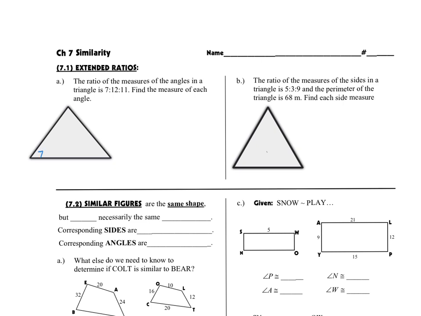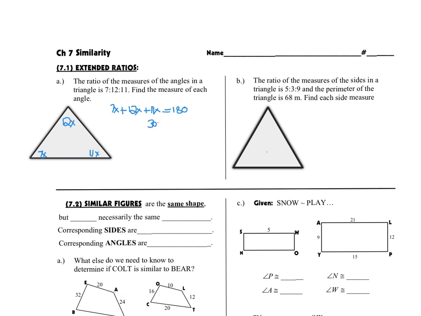I'm going to put those in as 7x, 12x, 11x. And what we know about those is that if we look at the interior sum of the angles of a triangle, that has to equal 180. So we're going to create an equation, 7x plus 12x plus 11x, and that's going to equal 180. And so we're going to solve this equation combining our like terms.